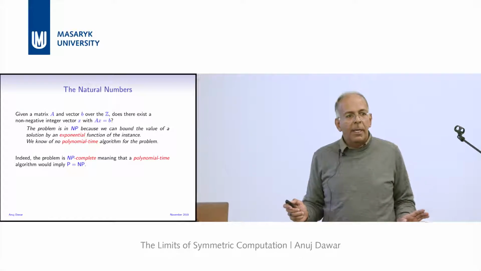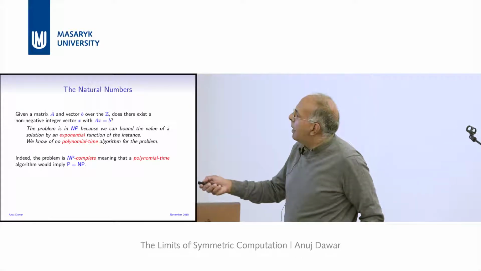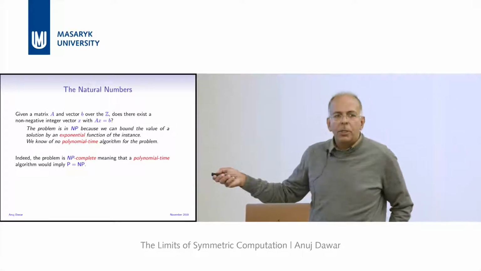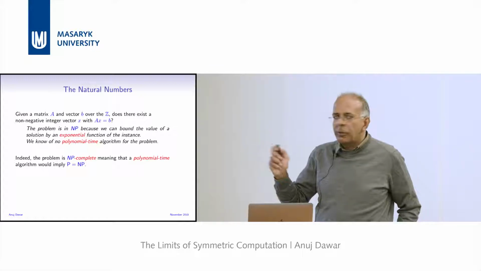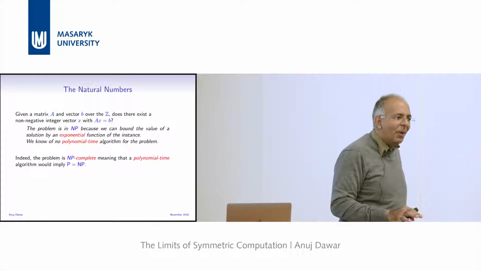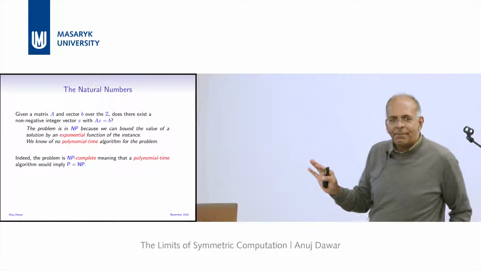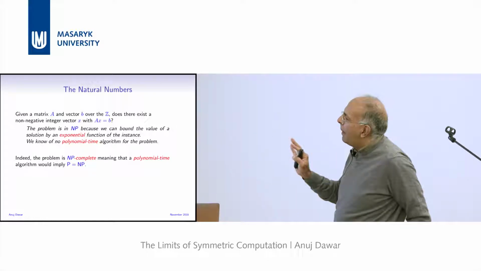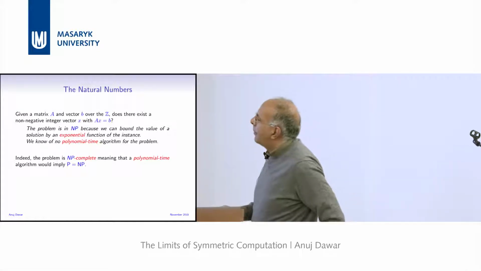In fact, the problem is NP complete. What does NP complete mean? It means that if there was a polynomial time solution, then we would have solved the P versus NP problem by, in the most unexpected way, we would have shown that P equals NP, that everything that is in NP is in P.